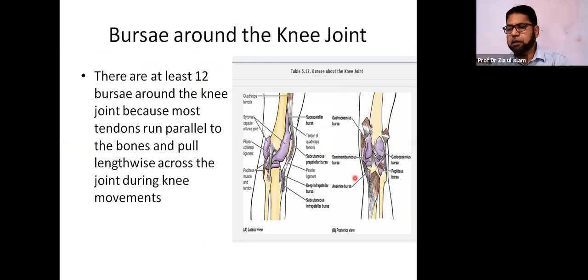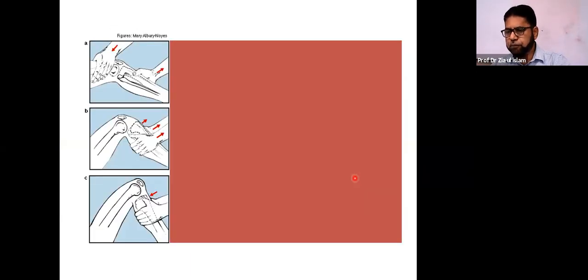There are bursas around the knee joint, at least 12 bursas, which are the suprapatellar bursa, gastrocnemius bursa, prepatellar bursa, subcutaneous bursa. What are bursas? They are fluid-filled sacs of synovial membrane present between muscle, tendon and bone to reduce friction, and there are about 12 bursas all around the knee.